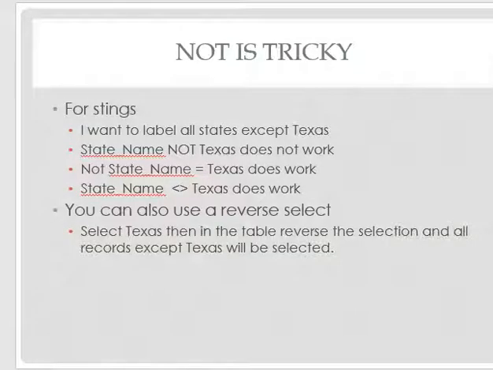The NOT function is a little tricky. If I want to label all the states except Texas, it would make sense to me to start with state name not Texas, but that doesn't work, so it's NOT, and then you put your Boolean first: NOT state name equals Texas, or the double greater than less than sign. And again, you can do a reverse select.